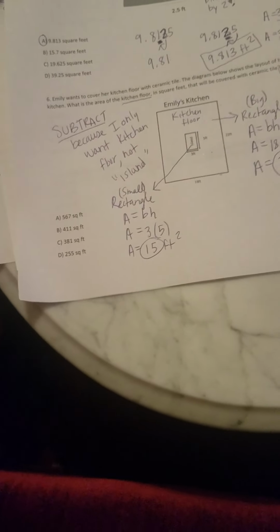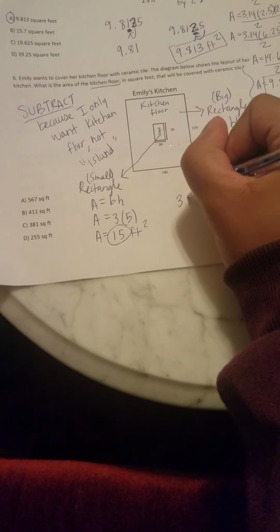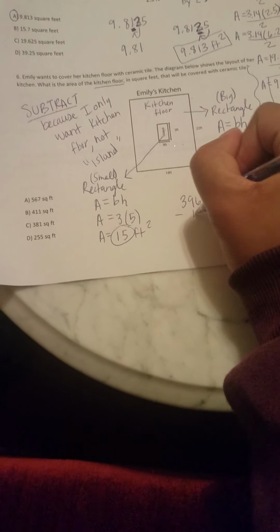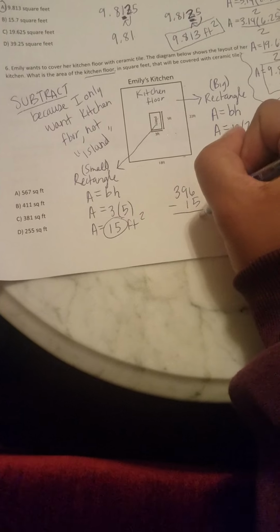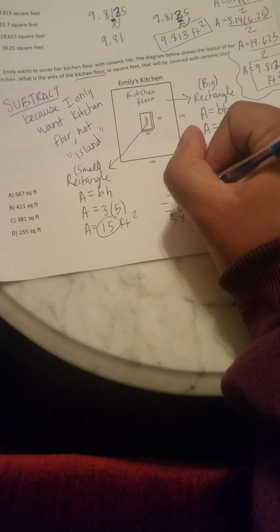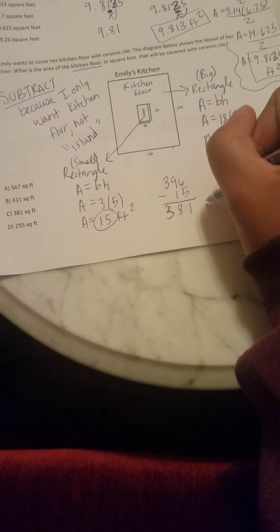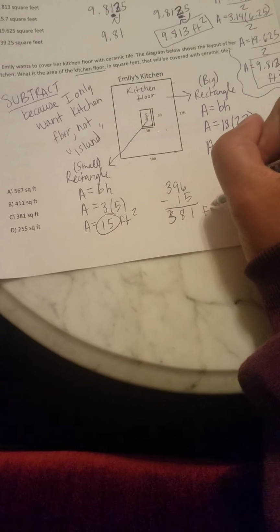Okay, and then once you are finished, you remember you want to subtract because you didn't want the island, you just want the outer piece. And so you will do 396 minus 15, and you will get your answer, which is 381 feet squared, or squared feet, which is the same.